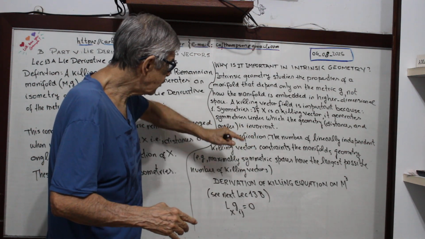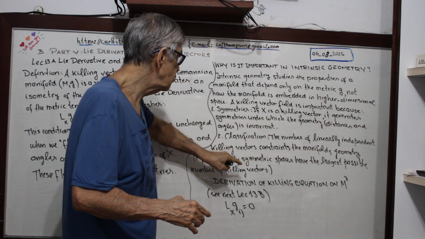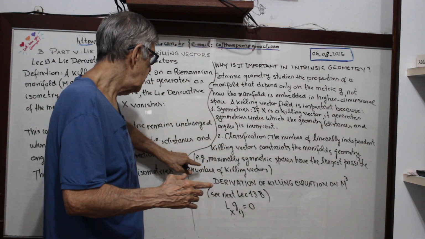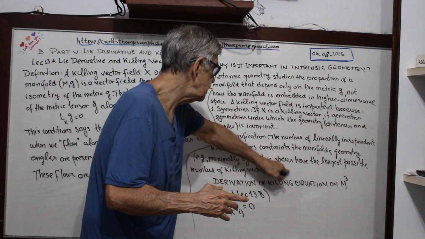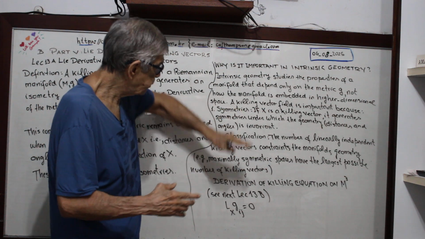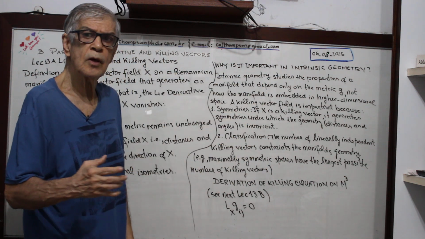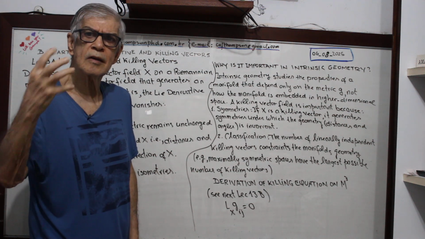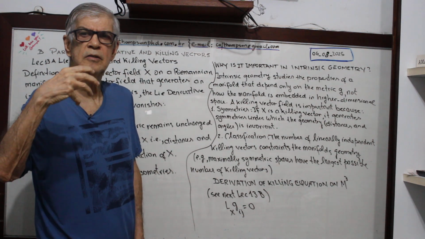Second, classification. The number of linearly independent Killing vectors constrains the manifold geometry. That is, maximally symmetric spaces have the largest possible number of Killing vectors. You see, this classification we will see when we present numerical examples about the sphere, flat space, and so on.